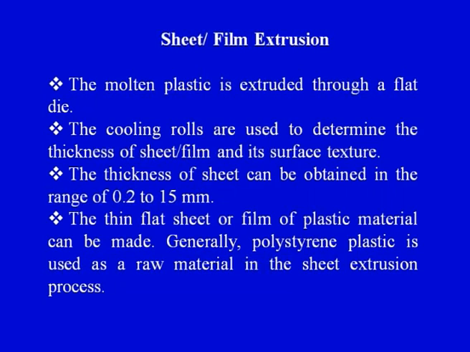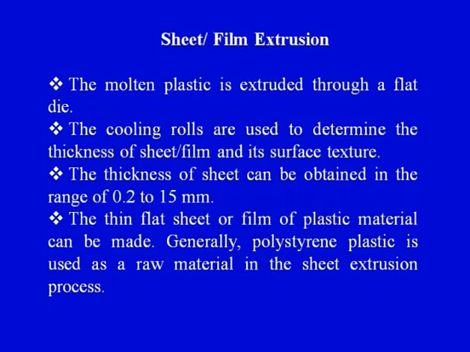The cooling rolls are used to determine the thickness of the sheet film and its surface texture. Now if we want a specific surface texture or a specific surface finish on the sheet, the cooling rolls can be adequately or judiciously selected. So the cooling rolls will dictate the thickness and the surface texture of the film, as it is very clearly mentioned in point number 2. The cooling rolls are used to determine the thickness of the sheet and its surface texture.